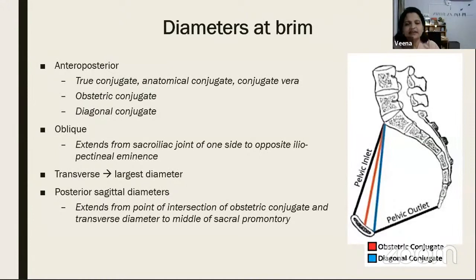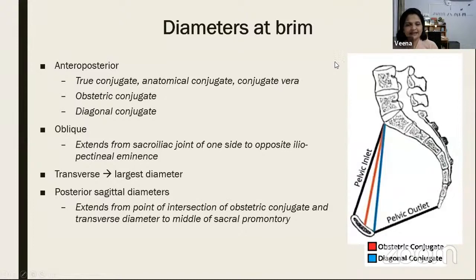Then we have the transverse. It's the largest diameter. On the pelvic brim, whichever is the largest diameter is the transverse diameter. It's very simple. From the farthest point on the brim, on the lateral side, in this particular orientation, is the transverse diameter. Then there is another concept called the posterior sagittal diameter.